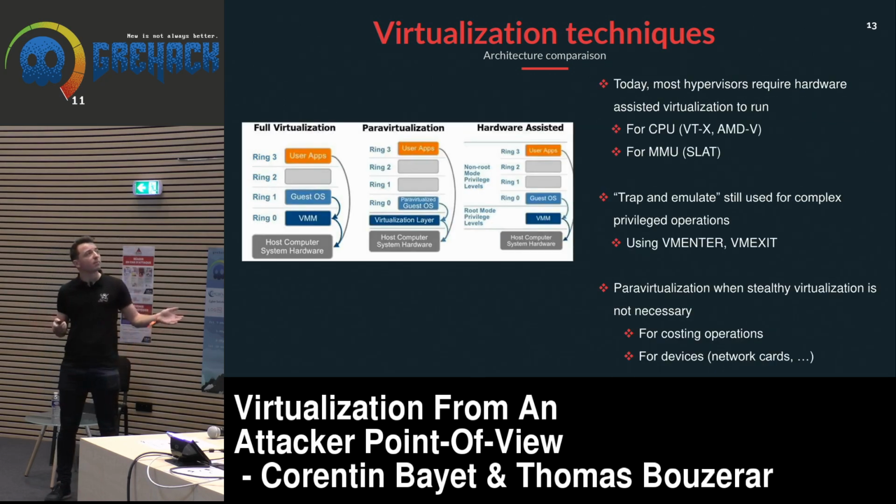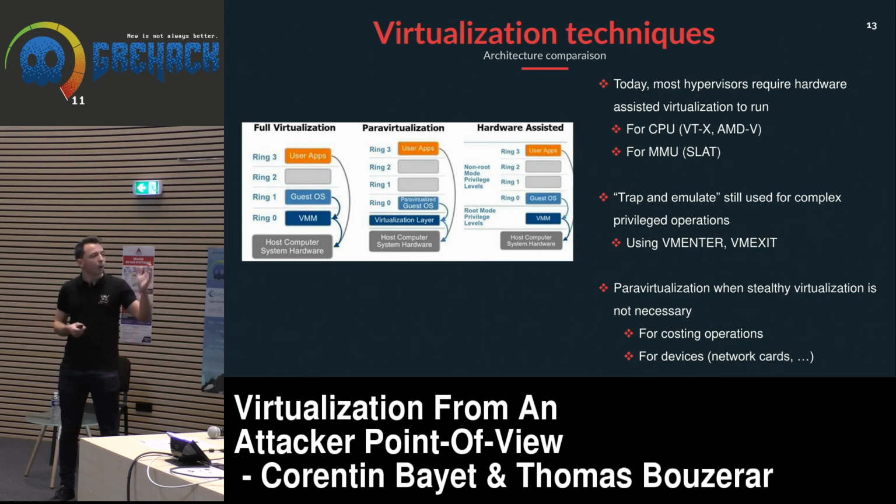So nowadays, most hypervisors use a mix of all these features. As I said, hypervisors actually require hardware-assisted virtualization to work. For the CPU, it's called VT-x or AMD-V. And for memory management, I will come back to it later, it's called SLAT. You still have this trap and emulate behavior. So you have the CPU that will trap itself with a VM exit operation, and the VMM will emulate the correct behavior, and go back to the VM using a VM enter operation.